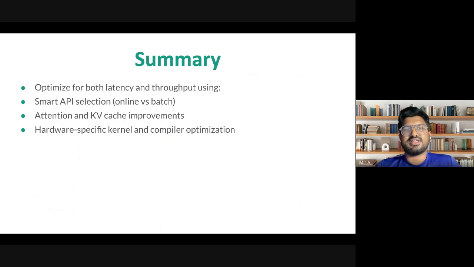And then the summary is that we always have to optimize for latency and throughput by using smart API selections. If you're using APIs, having attention and KV caches in them can improve latency and reduce cost by a huge amount. And if you're building your own inference setup, it's better to understand hardware-specific kernels and the kernel optimization you can implement. I think that's all for my presentation.